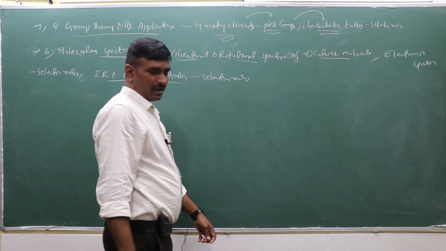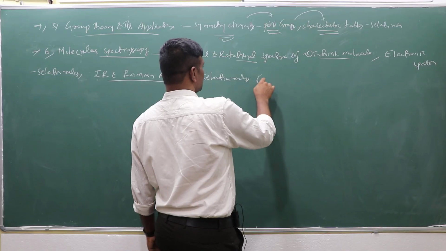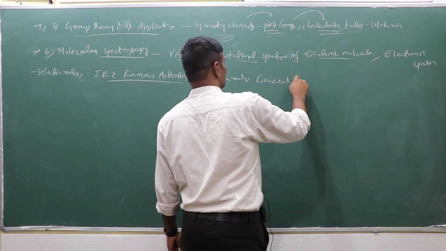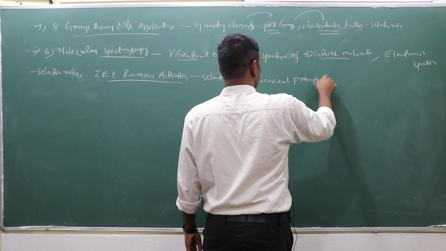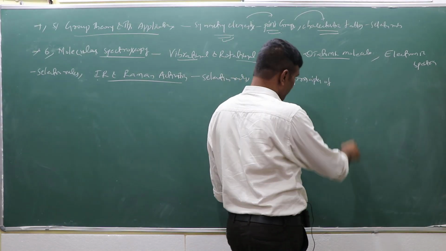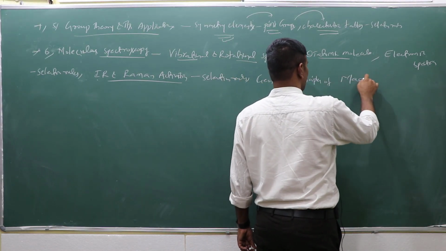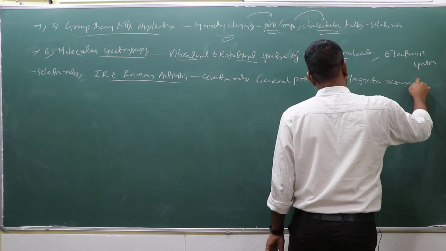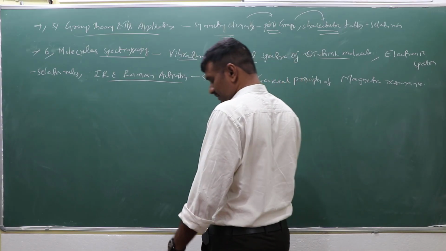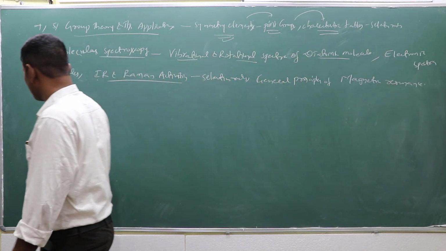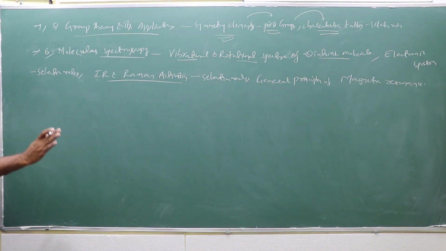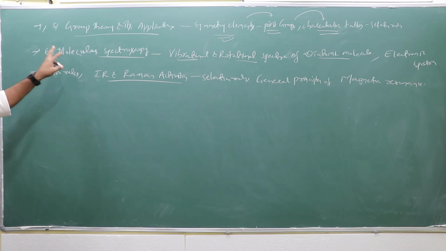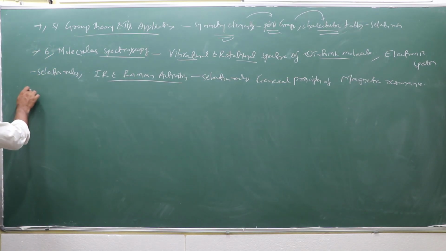Selection rules. And another one which is mentioned, general principles of magnetic resonance. That means NMR, magnetic resonance spectra. General principles of magnetic resonance is another unit mentioned in the syllabus, the 6th unit.